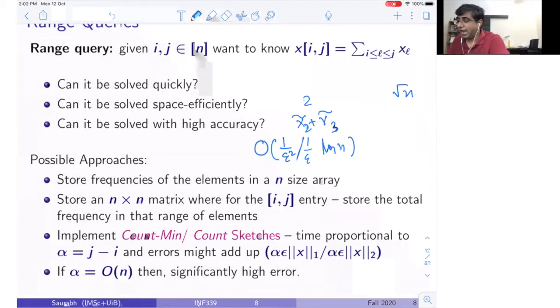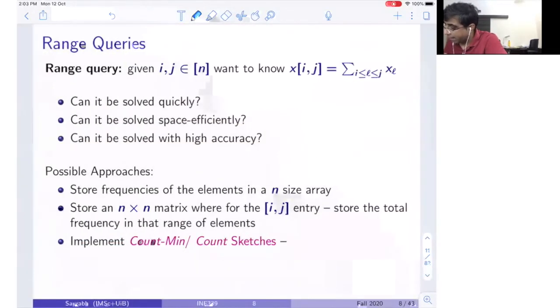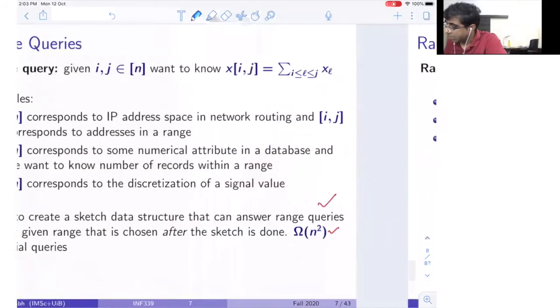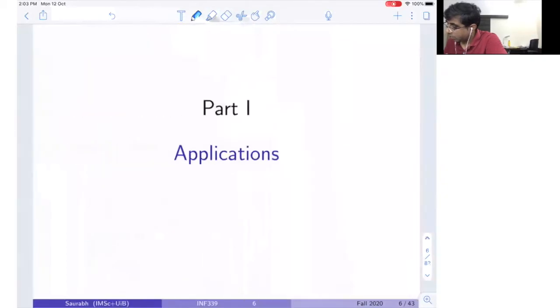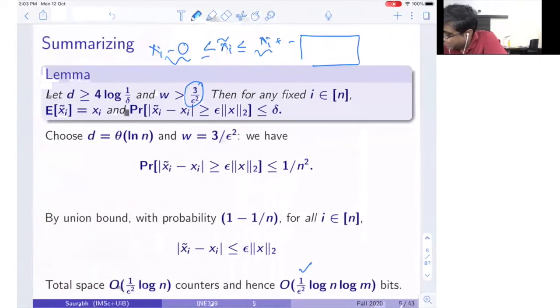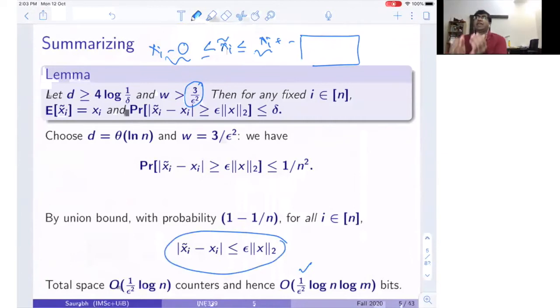Because now error will add up. All we were guaranteed here is that for each entry, error is this, right? But you would like your error over this range also to be proportional to epsilon.